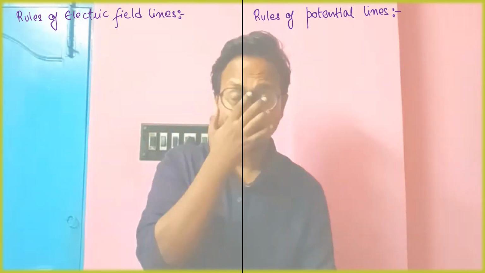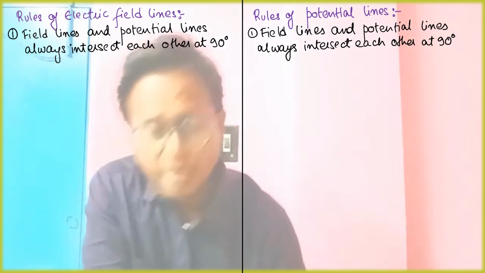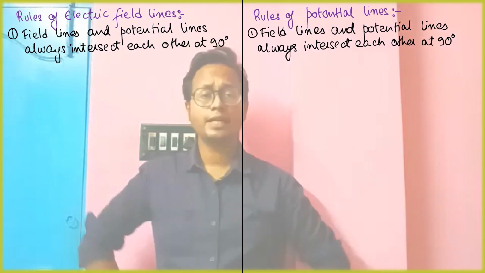Now we have rules on electric field lines on the left and rules of potential lines on the right. Before learning about field lines and potential lines, the first thing you have to understand is the relation between electric field lines and electric potential lines. Field lines and potential lines always intersect each other at 90 degrees.